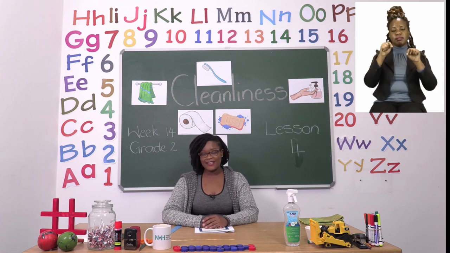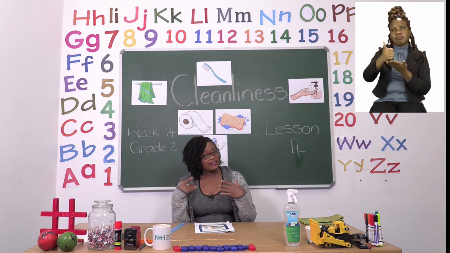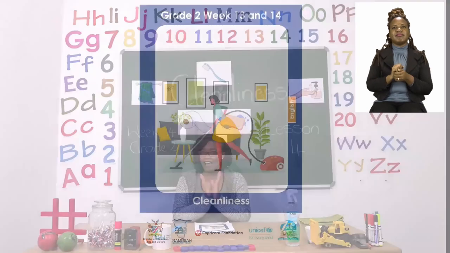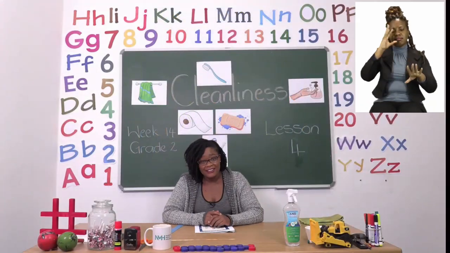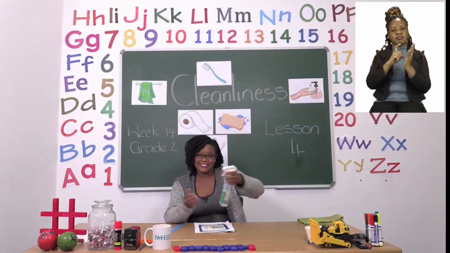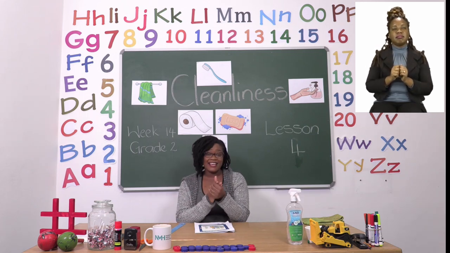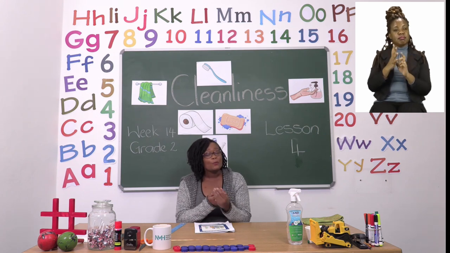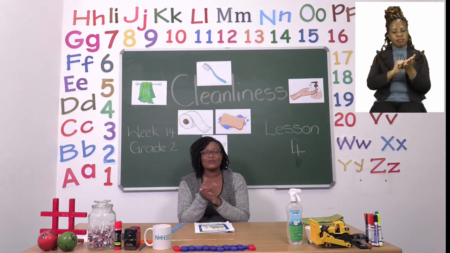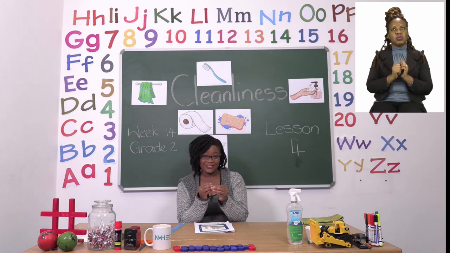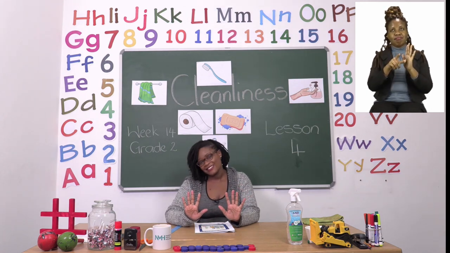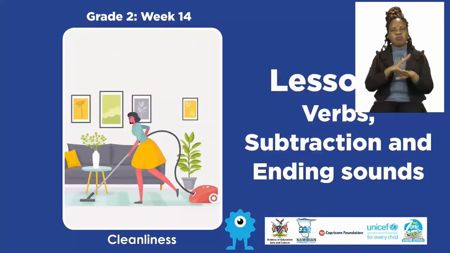Our theme this week is cleanliness. And before we get into any lessons, boys and girls, we need to sanitize. Remember, if you cannot sanitize, you can always use soap and water. Just make sure that you wash your hands for 30 seconds. Make sure your hands are dry before you touch anything else. For today's lesson, we will be talking about verbs, subtraction, and ending sounds.